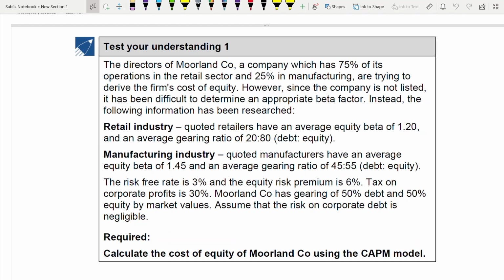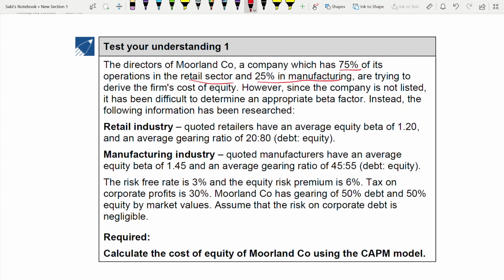So here we are, test your understanding 1. The directors of Mole and Company, which has 75% of its operation in the retail sector and 25% in manufacturing. I have told you, sometimes they will give you a portion: that portion is in this sector, the other portion is in this sector. Sometimes the entire industry is in one sector. If it's in one sector, it's easier.